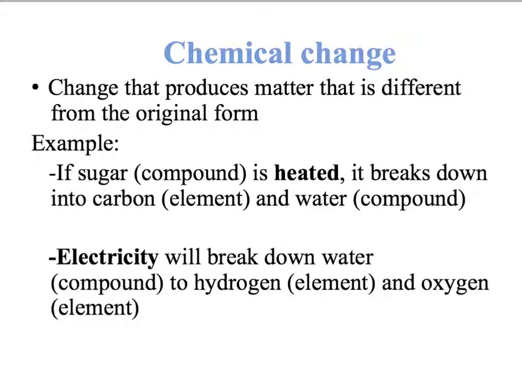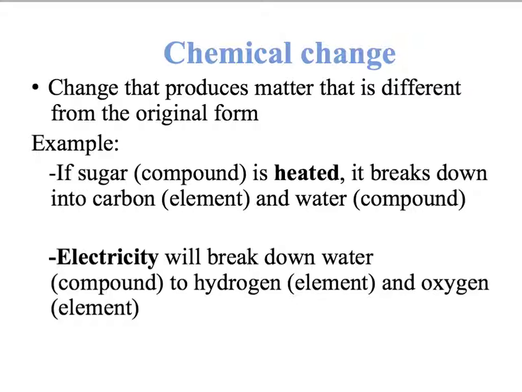Looking at a chemical change, we did discuss physical changes, but chemical changes are changes that produce matter that is different from its original form. So you no longer have something in its original form. Like if I cut paper, it's still paper. That's just a physical change.